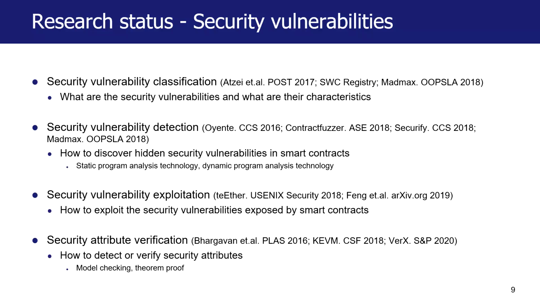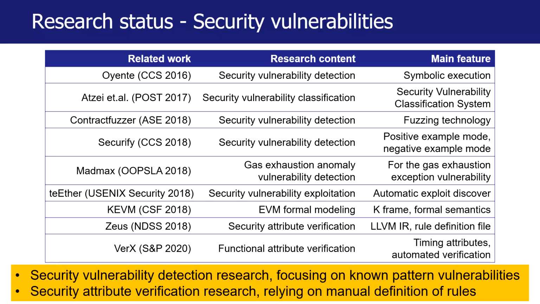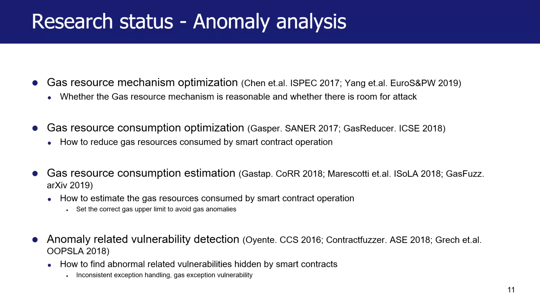For the current research status, there is a lot of typical work covering security vulnerability classification, security vulnerability detection, security vulnerability exploitation, and security attribute verification. Here we list a set of publications that cover the mentioned topics. Security vulnerability detection research focuses on known pattern vulnerabilities. Security attribute verification research relies on manual definition of rules.